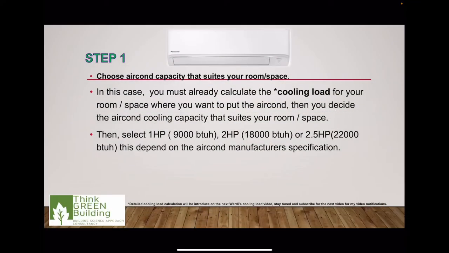Hi guys, today I will share with you how to buy an air conditioning unit in a smart and green manner. Okay, it's a few simple steps.